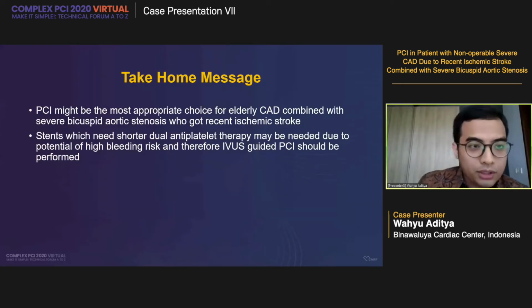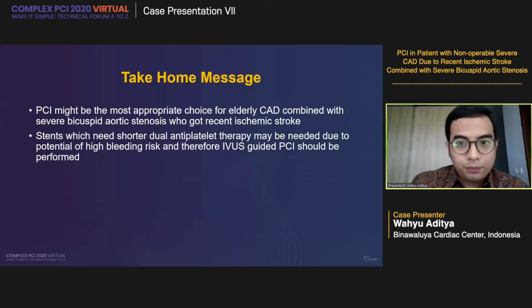For the take-home message, PCI might be the most appropriate choice for elderly CAD combined with severe bicuspid aortic stenosis who got a recent ischemic stroke. Stents which need shorter dual antiplatelet therapy may be needed due to the potential of high bleeding risk, and therefore IVUS-guided PCI should be performed.